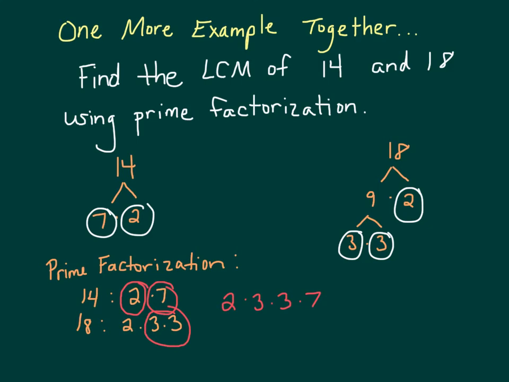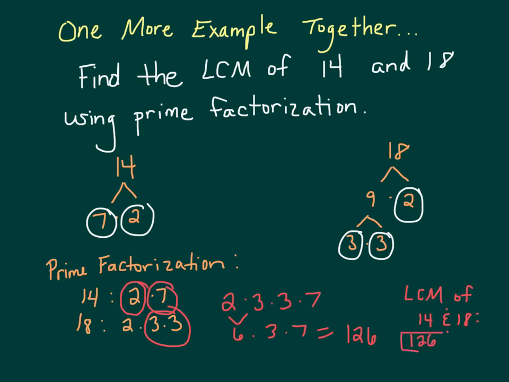And again, if you feel like grouping it, you can. You can do 2 times 3 is 6 times 3 times 7. Or if you wanted to group your 3's together, you could do that. And then you'll take a second to figure out that 6 times 3 is 18. And then you'll do some side math to figure out what 18 times 7 is. And you should come up with 126. So the least common multiple of 14 and 18 would be 126.